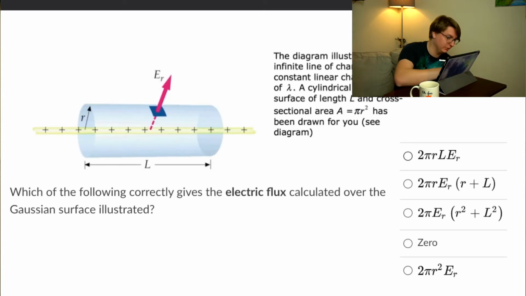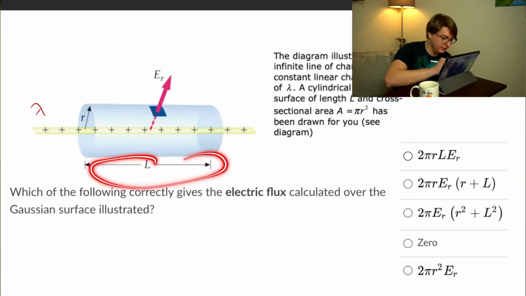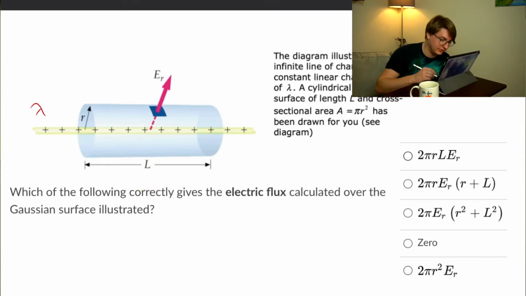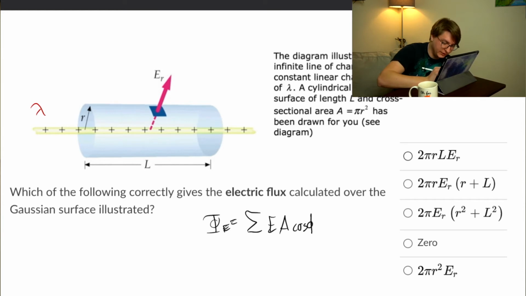We have another pretty fun one here. We have a line of charge, so it's a one-dimensional object. It has a charge density, the charge per length, lambda, and it has a length L. Which of the following gives the electric flux calculated over the Gaussian surface as illustrated? This is not going to require that much. Recall that the electric flux is the sum of the electric field on all the surfaces times the cosine of phi. There's really only one surface, so we don't need to do the full calculus, because the electric field is always in the same direction as the normal vector. So the cosine is always equal to 1.